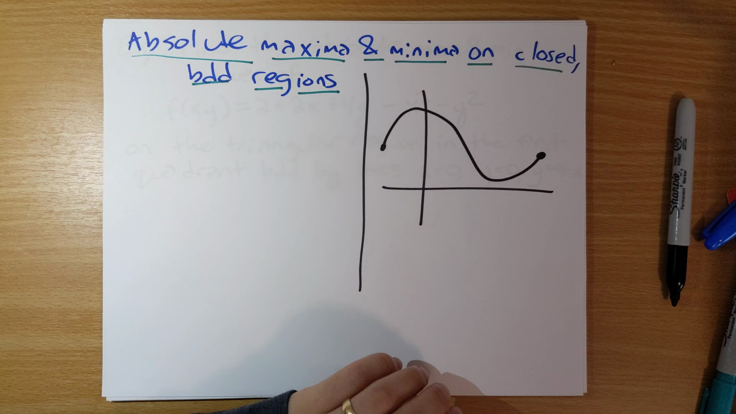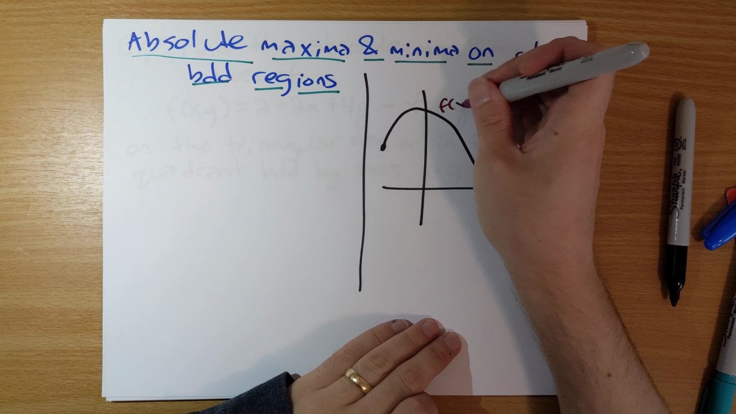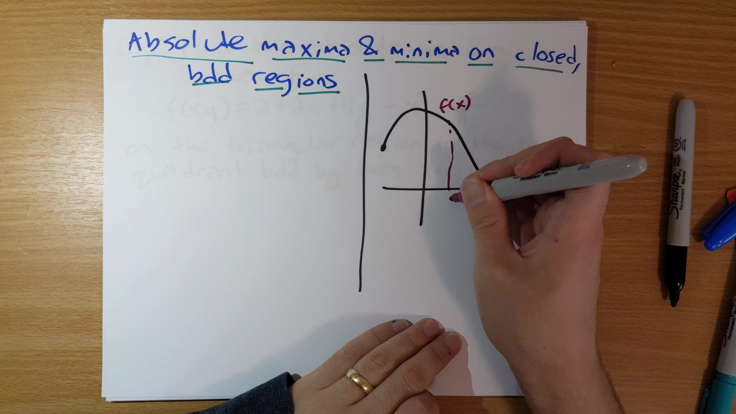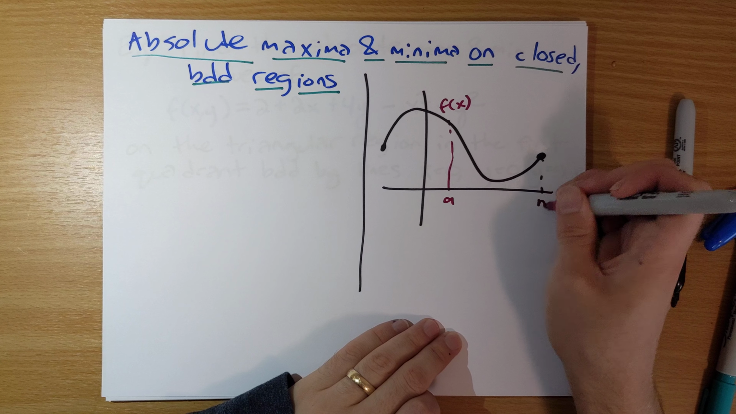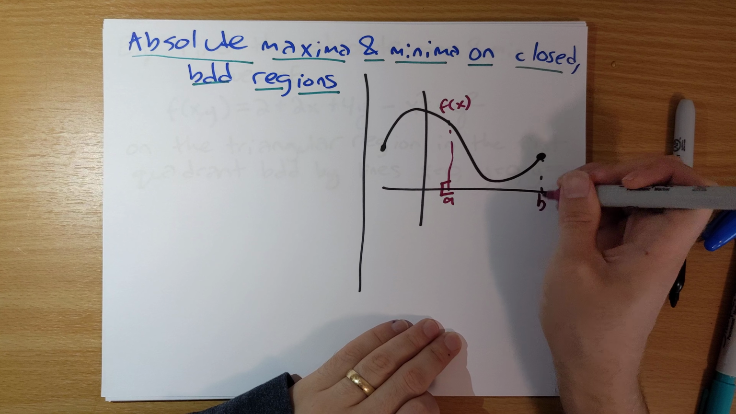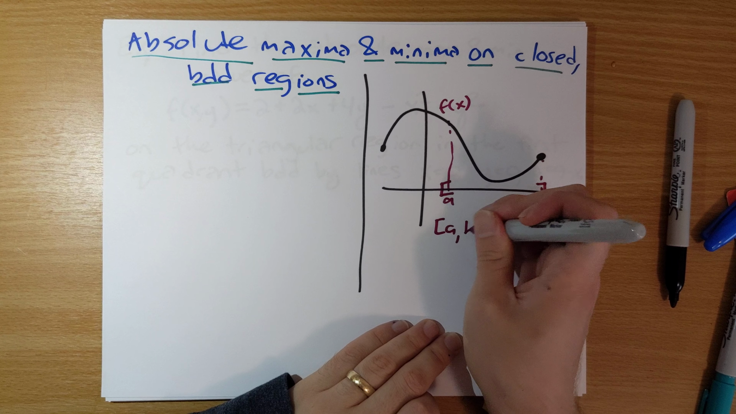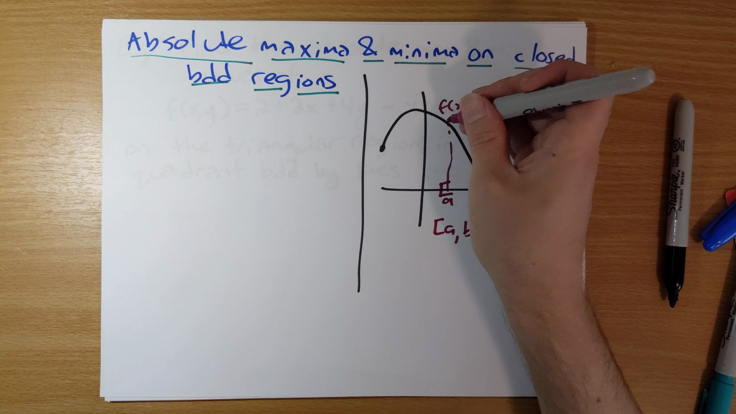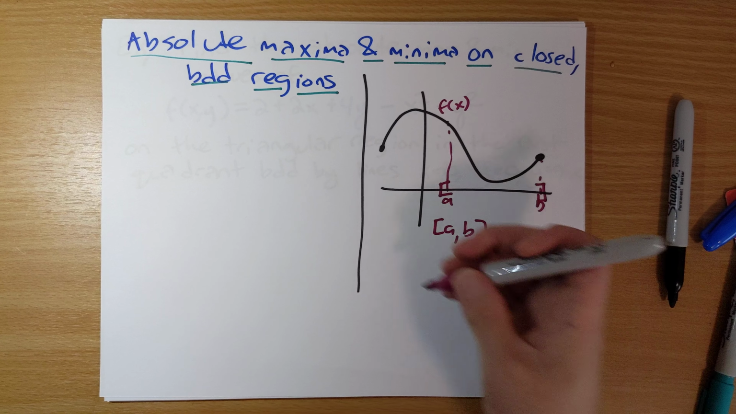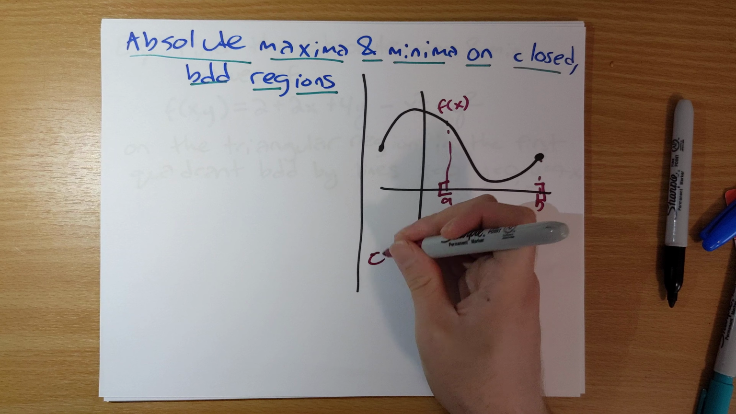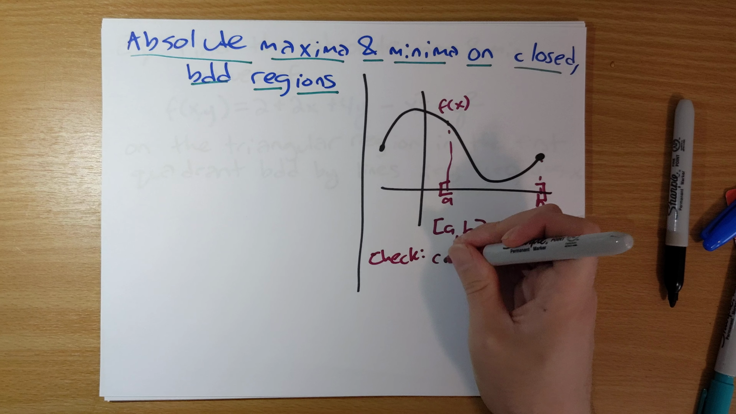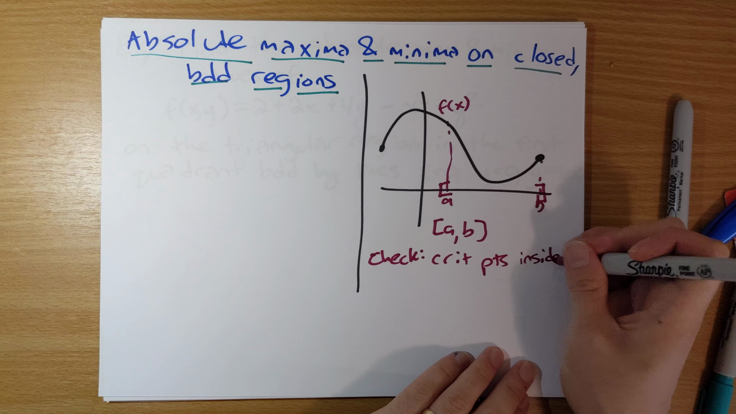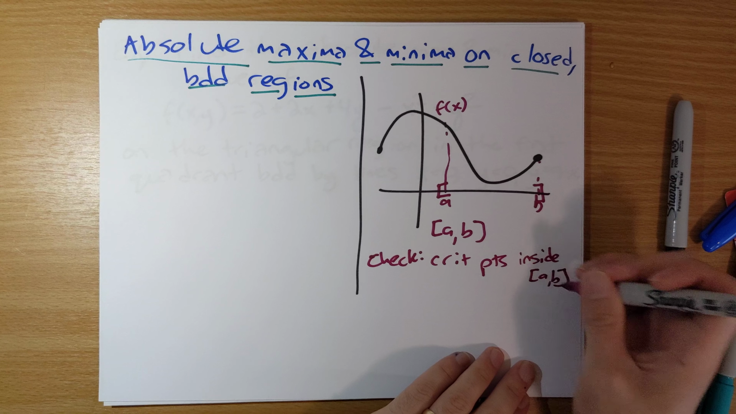Okay, so suppose that this is our function f of x, and this is a, this is b. Let's say that we're trying to find global absolute maxima and minima on the interval from a to b. So what do we have to do? We have to check critical points inside the interval a to b.